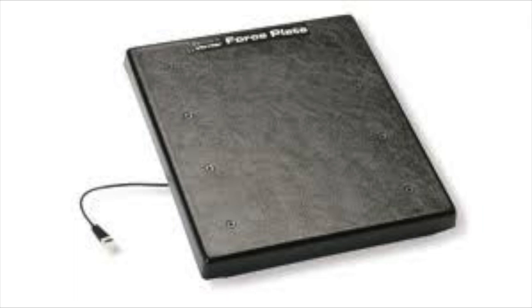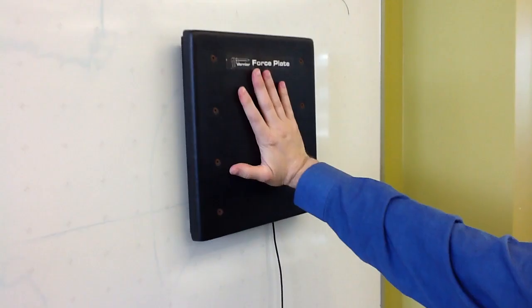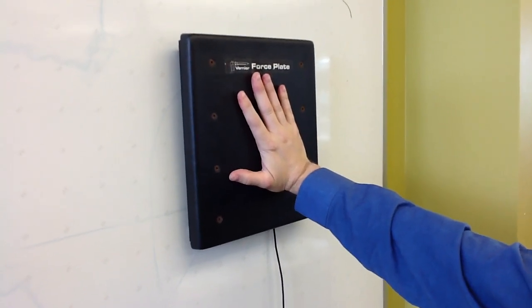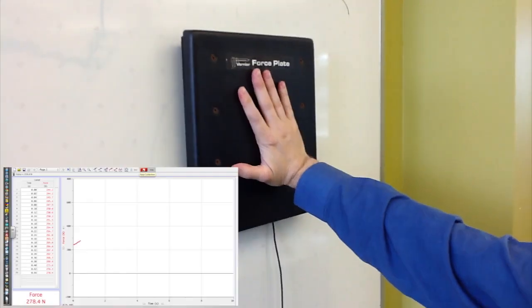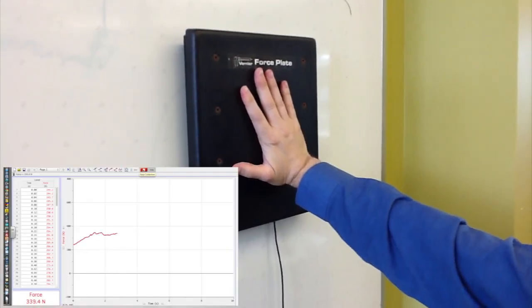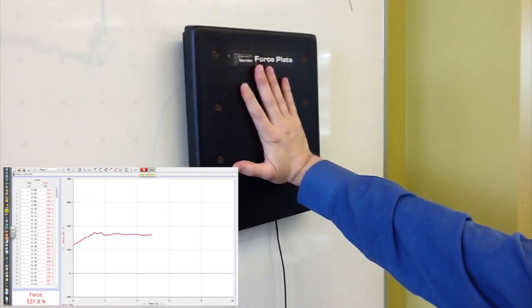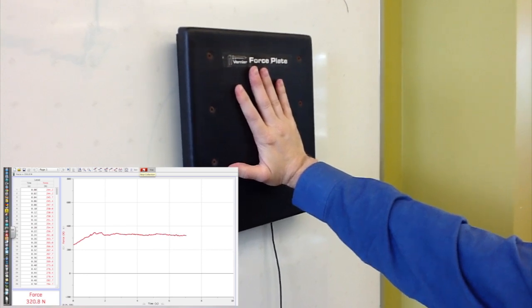We can use this tool, called a force plate, to help us out. It's basically a digital bathroom scale that can send data to our Logger Pro software. I'm going to put the scale up on the wall and lean into the scale. Notice that the initial force is 0, and then as I lean in, the force goes up. Once I am reclined at a certain angle, the force is constant.